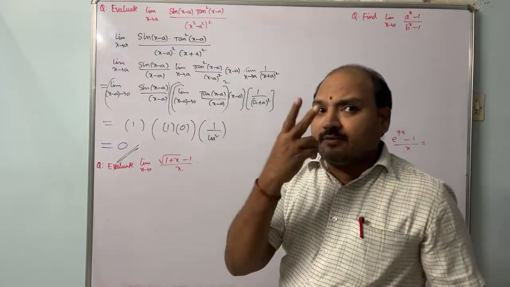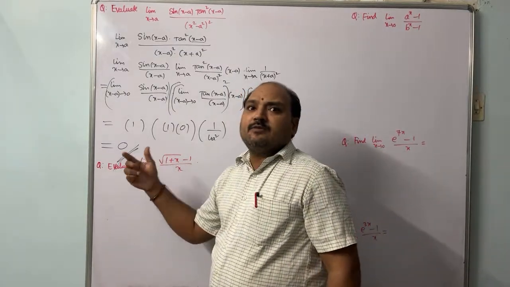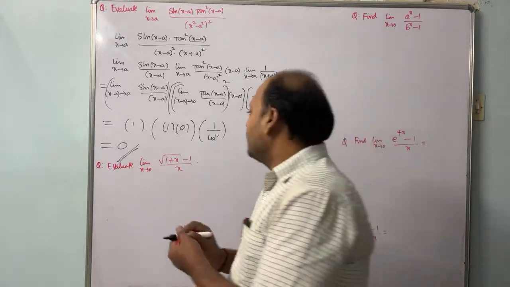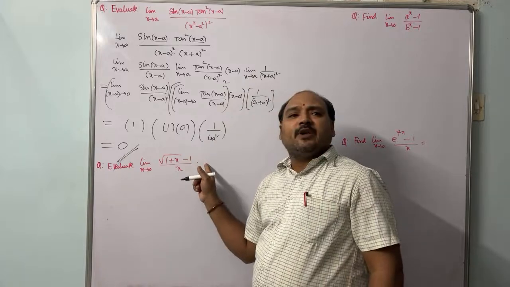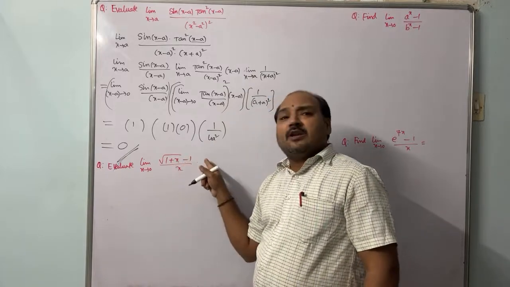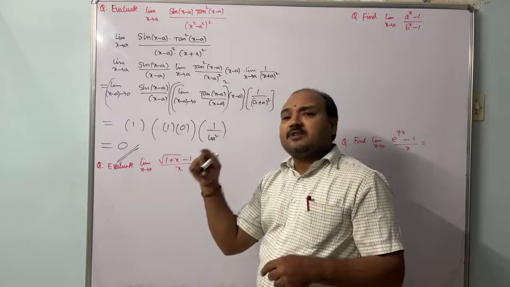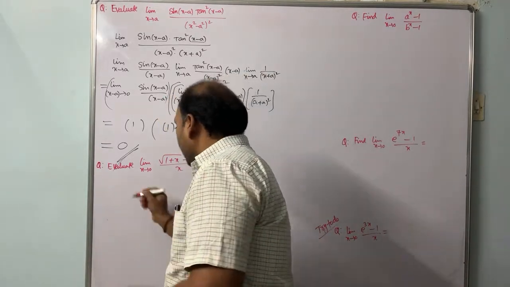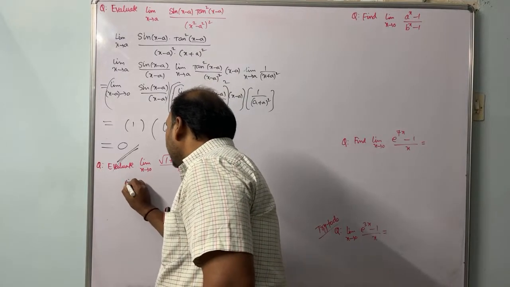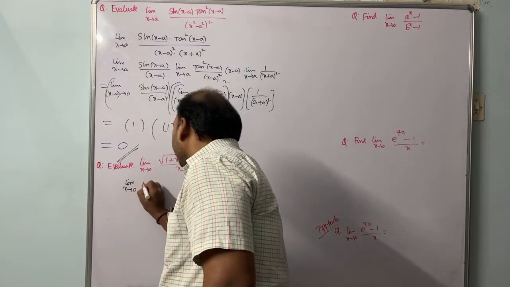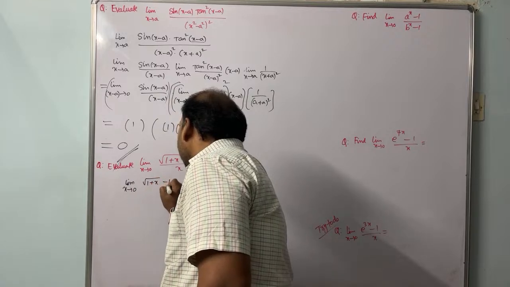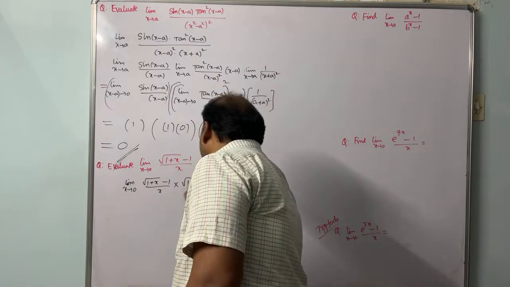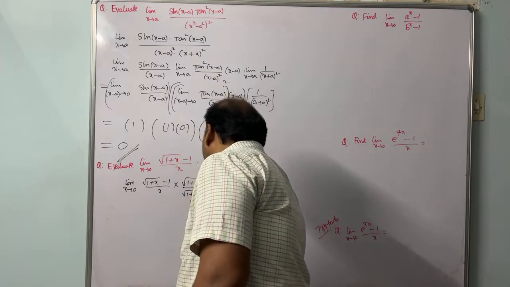Indeterminate form comes whenever there are irrational terms, so we can rationalize with respect to the numerator. What is the rationalizing factor of root a minus b? Root a plus b. For root 1 plus x minus 1, what is the rationalizing factor? Root 1 plus x plus 1. So multiplying and dividing by root 1 plus x plus 1. Limit x tends to 0, (root 1 plus x minus 1) by x into (root 1 plus x plus 1), divided by (root 1 plus x plus 1).